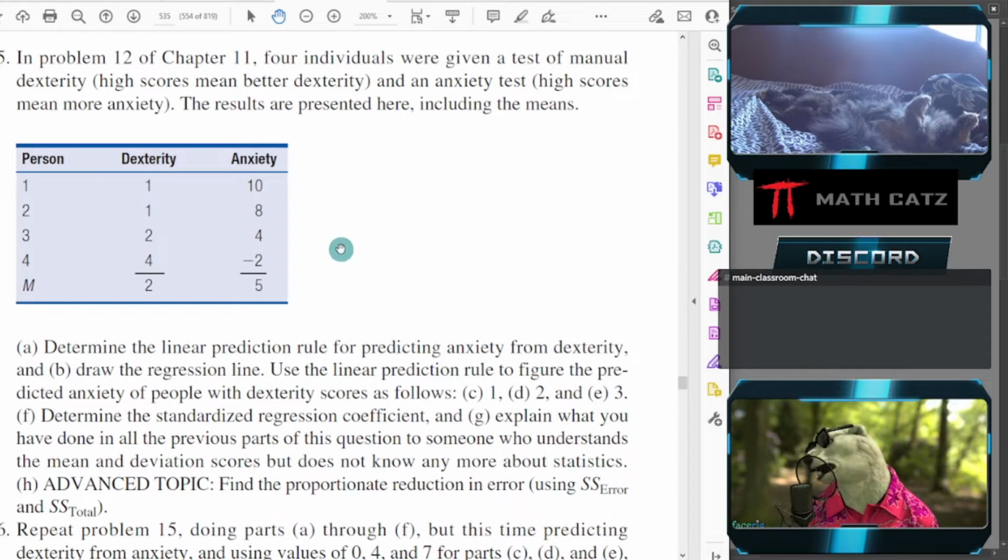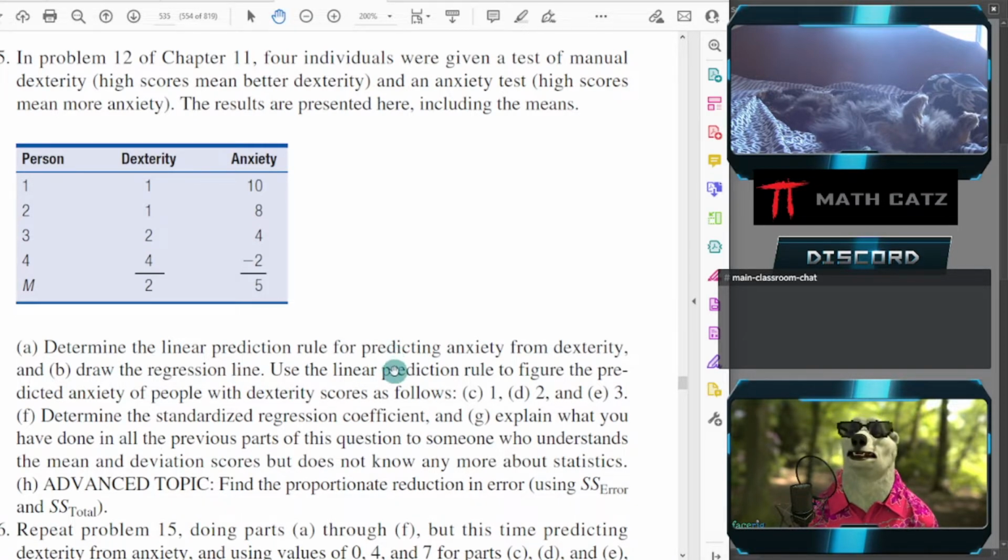We want to establish a linear prediction rule to predict one score from the other. In this case, predict anxiety from dexterity. So given the dexterity score, what is the predicted anxiety score that would be associated with it? Then we'll draw the regression line, or at least see the data points again. By hand, of course, there's some imprecision when we draw the line, but it still gives us a helpful visual of what's happening.